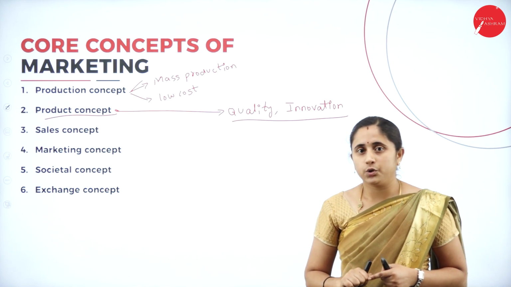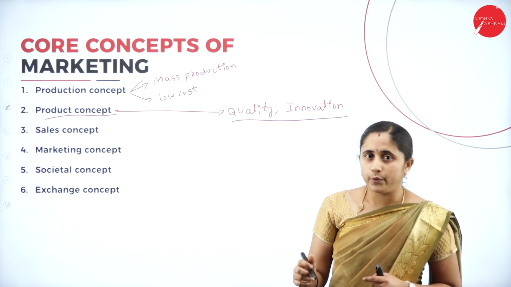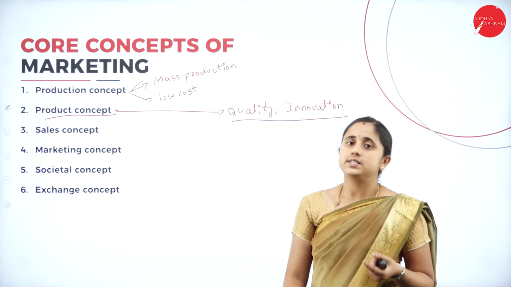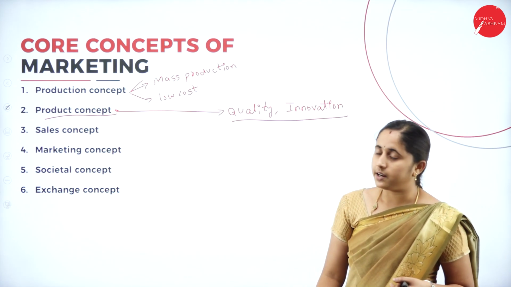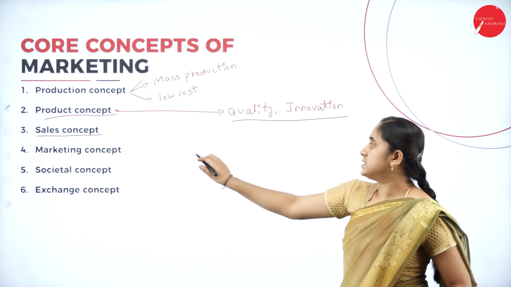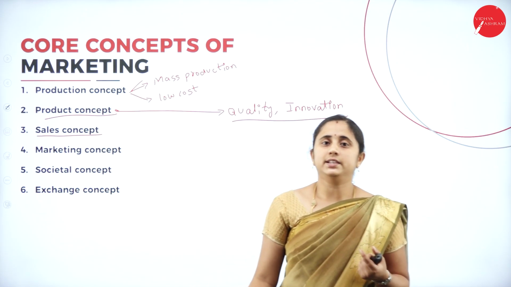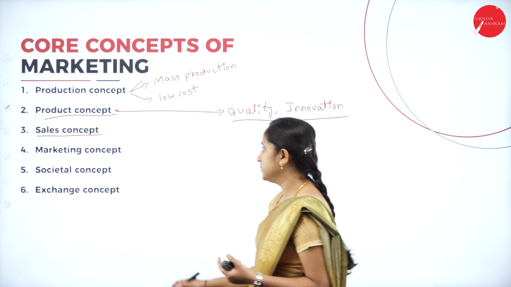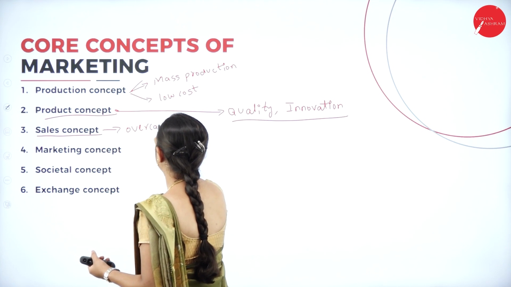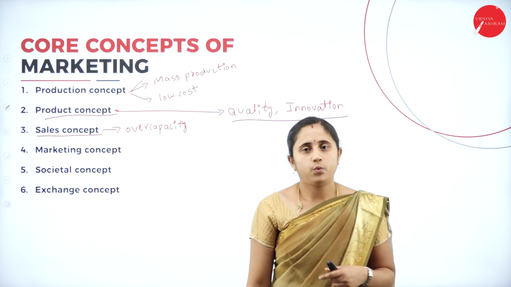quality and the innovation. This concept say produce qualitative goods and a innovative and new feature product. So, it helps to increase your sales as well as increase your demand. Next, sales concept. Sales concept, it says the company have a overcapacity to sell the product which they make. That means it says they have a overcapacity to sell what they make.